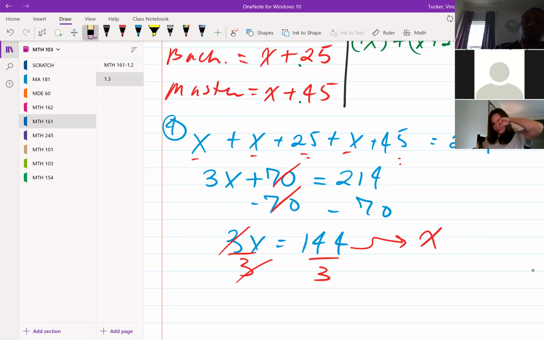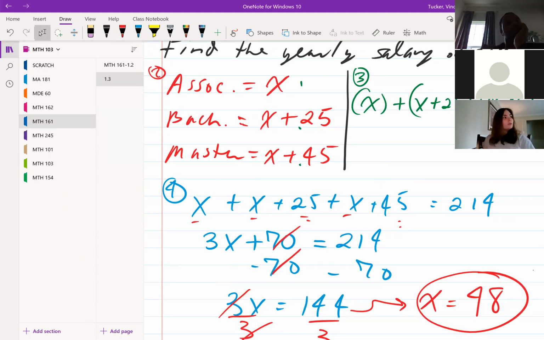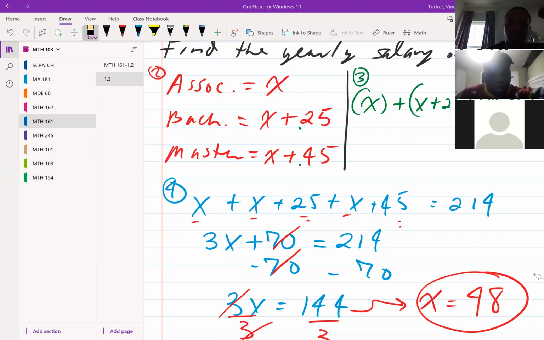Hey, Professor. All right. Yes. So basically, we're doing the same thing we were doing last week, but now we're using phrases. Yeah, right. We're using word problems to establish the actual equation. Okay, yep, got it.